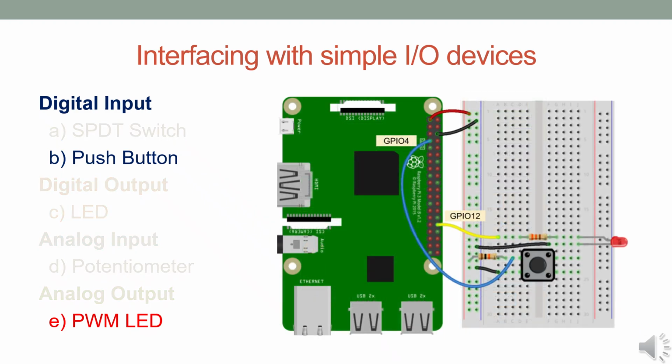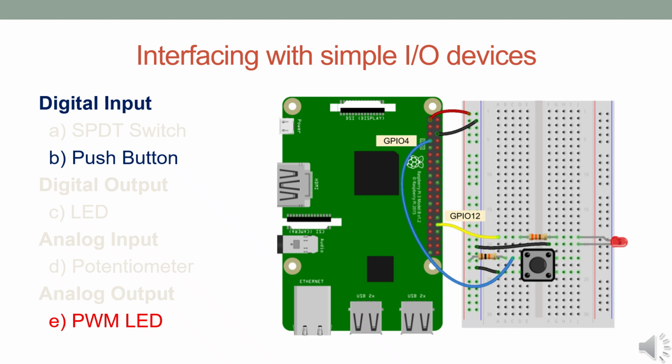When interfacing a push button and an LED with the Raspberry Pi, it is important to follow both proper wiring practices and correct software configuration to ensure safe and reliable operation. In this example, the push button is connected to GPIO4 using a blue wire, while the LED is connected to GPIO12 using a yellow wire. GPIO4 serves as the input pin for detecting button presses, and GPIO12 serves as the output pin for controlling the LED.